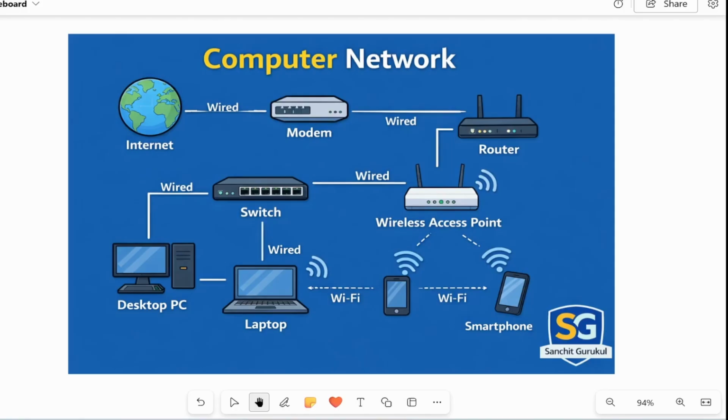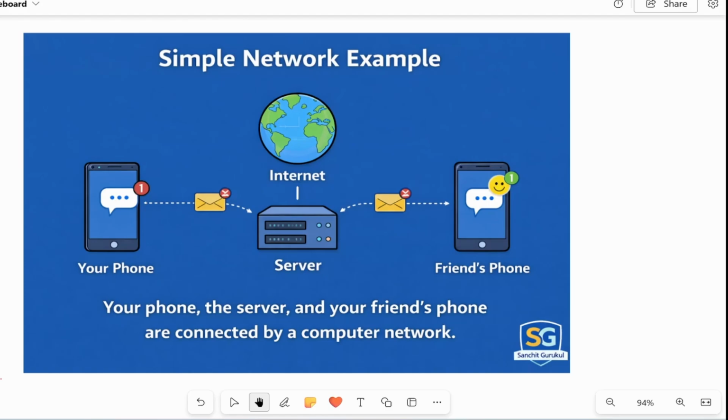A computer network helps devices to share data. In simple words, a computer network allows devices to talk to each other. Let us understand this with a simple example. You send a message from your mobile phone. Your phone sends the message to a server on the internet. The server sends the message to your friend's phone. Your phone, the server, and your friend's phone are connected to a computer network. Because of this network, the message reaches very fast. Without a computer network, this communication is not possible.